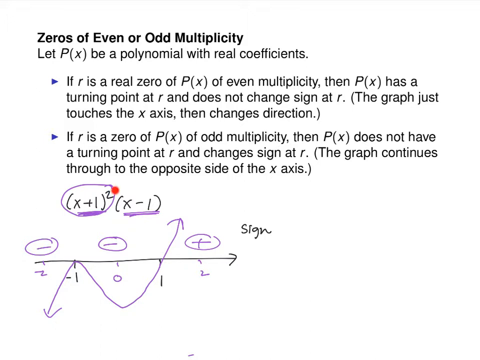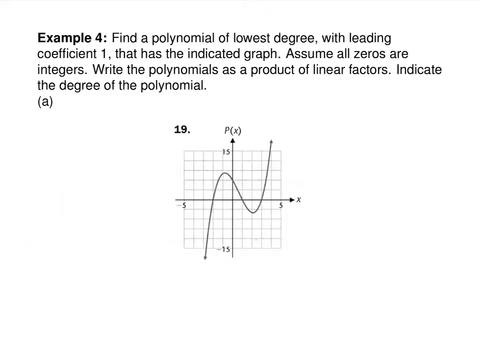And the same thing is true if this had been like a power of 4. You still would have had no sign change happening. If this had been a power of 3, you still would have had a sign change happening. So that's what that's saying. And it will let you take pictures and tell what the zeros were.